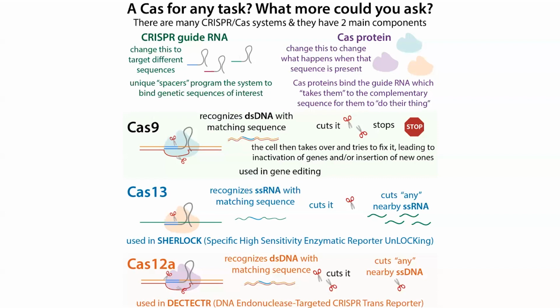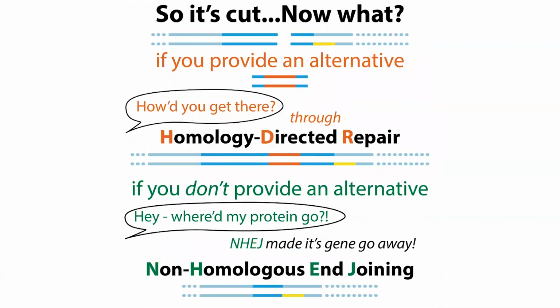Now, there are different Cas proteins that can do different things. The conventional or original Cas protein that we think of, that's really good for knocking out specific sequences, is Cas9. It's going to take an RNA guide, recognize double-stranded DNA with the matching sequence, and then cut it. And then the cell is going to try to take over, but it typically does a pretty bad job if you don't give it something to put in instead.